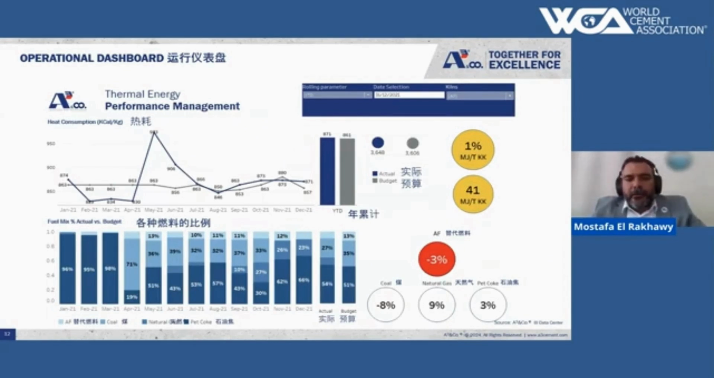For each plant, you can monitor this. This is one example for the thermal energy. You can monitor versus budget. Here 1% of energy consumption is considered around 400 megajoule per ton clinker. And here also you can monitor your alternative fuels, your fossil fuels consumption as well.